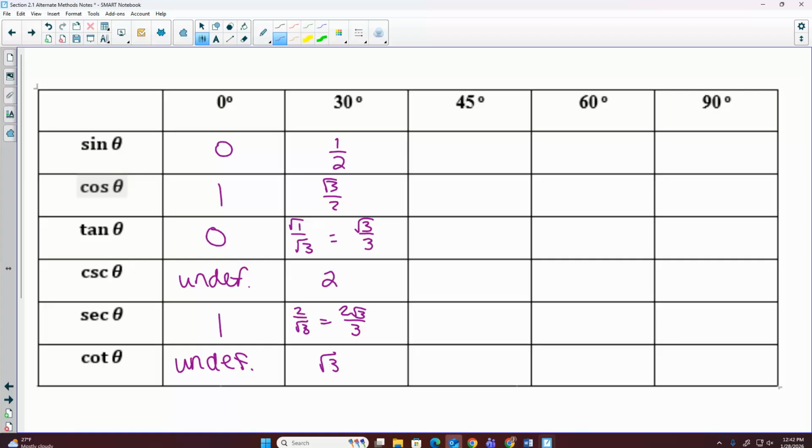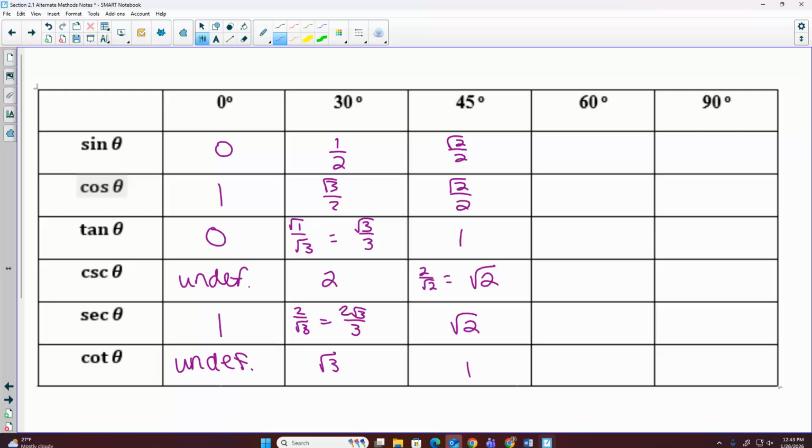So 45. Sine, square root of the top over 2, radical 2 over 2. Cosine, square root of the bottom over 2, radical 2 over 2. Tangent, square root of the top over square root of the bottom, radical 2 over radical 2 is 1. Then reciprocals. The reciprocal of 2 over radical 2 is 2 radical 2 over 2, or just square root of 2. So this one's square root of 2, and that one's 1.